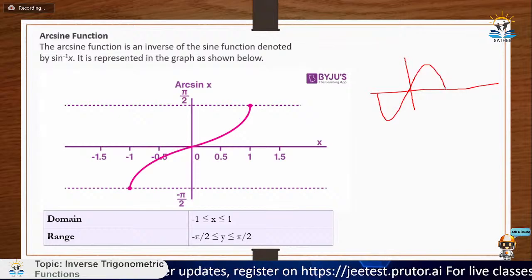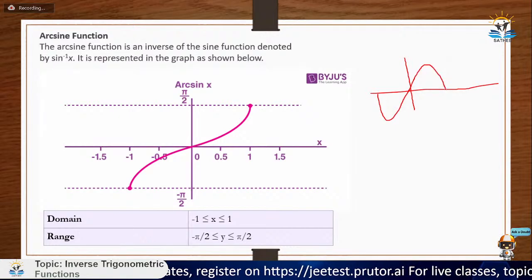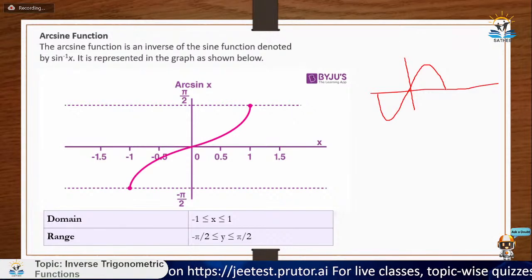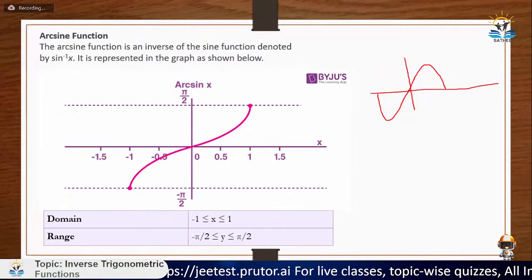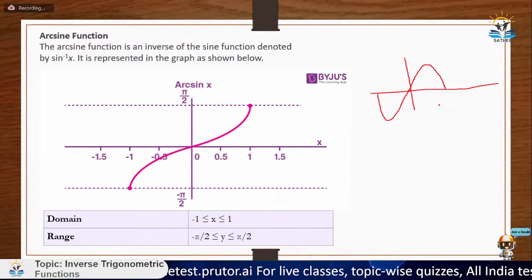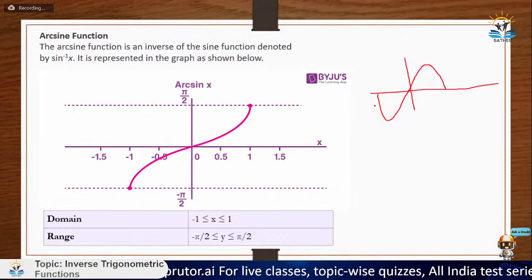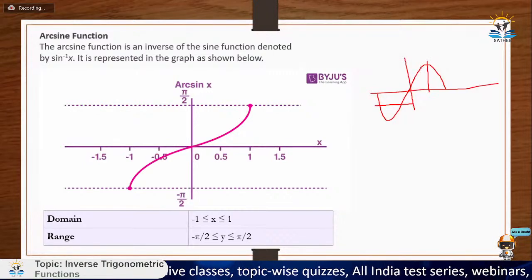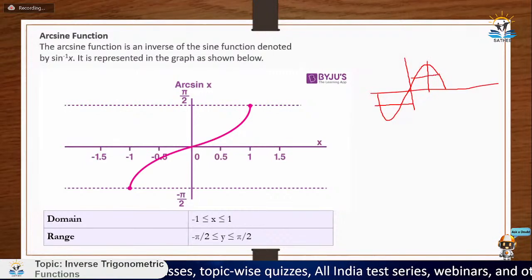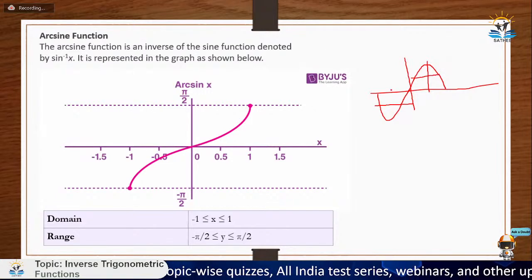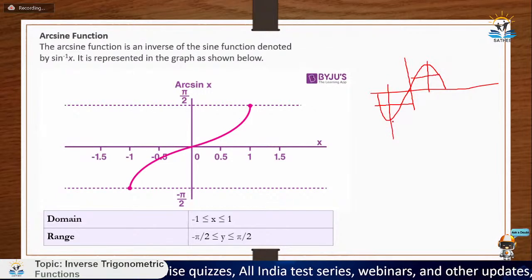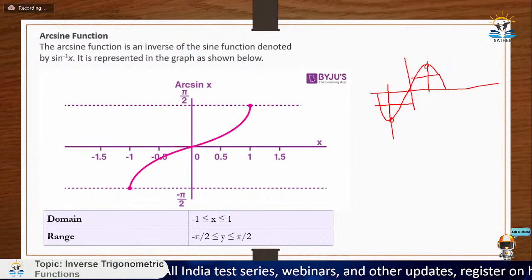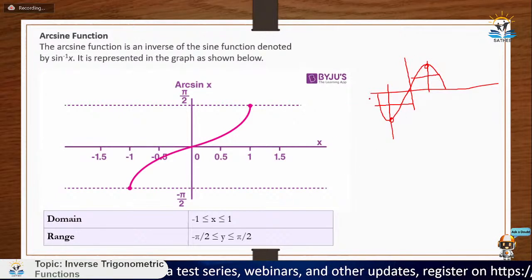For defining an inverse function, we need the function to be bijective. Bijective means it should be one-one and onto, so it should take each value only once. If we go beyond minus pi by 2, my values will repeat, and similarly after pi by 2 my values start repeating. I don't want repeated values, so I only take my interval from minus pi by 2 to pi by 2, from here to here. This is the only interval for my sine inverse x function, otherwise my values will repeat.